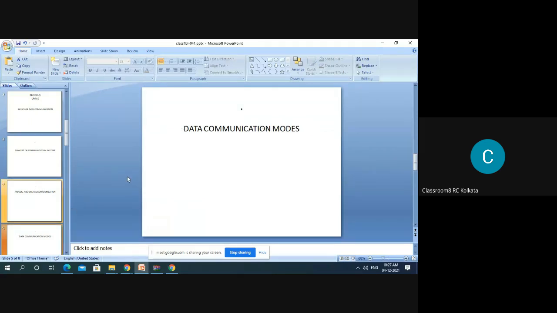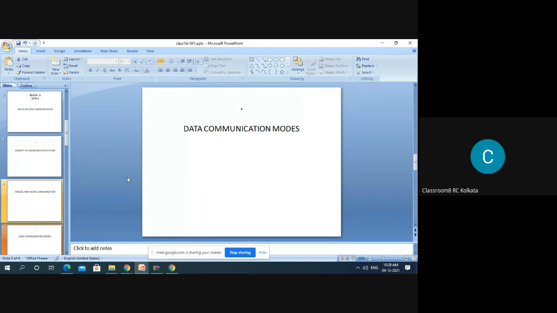Now the next point is data communication and data communication mode. Actually, data transmission is of two types. One is parallel and another is serial. Do you know what serial transmission is and what parallel transmission is? No, sir. There are two methods used for transferring data between computers. They are serial transmission and parallel transmission.